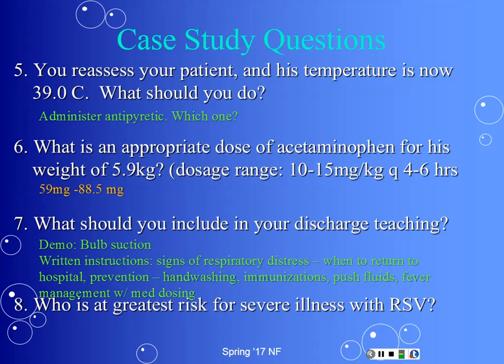They need to know the signs and symptoms of respiratory distress. When do we need to come back to the hospital? Okay, when do I need to go back and see my doctor? What to do about the next set of scheduled immunizations at 4 months, okay? You want to make sure they're drinking, and they need to know the number of wet diapers. They want to make sure they're having urine output.